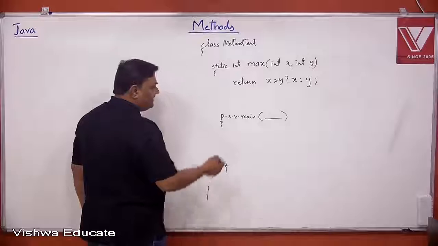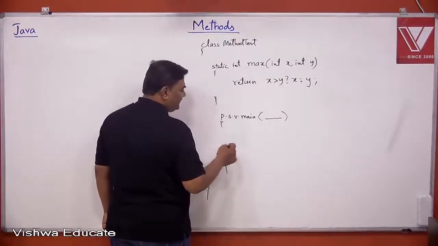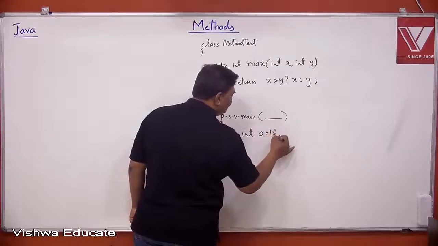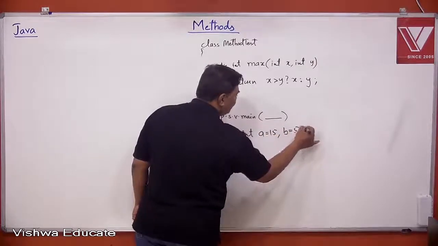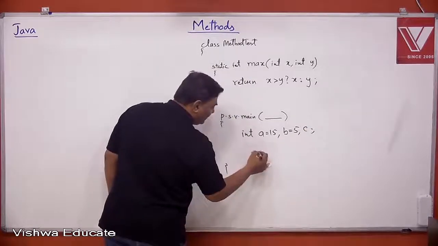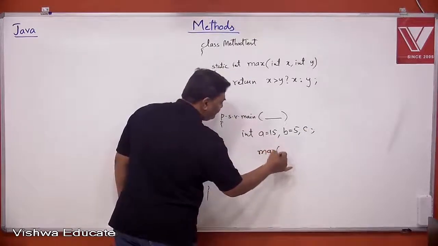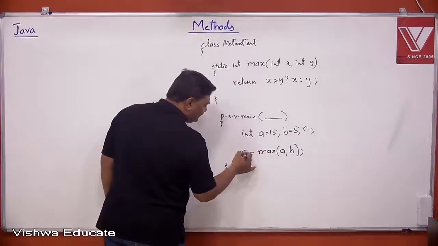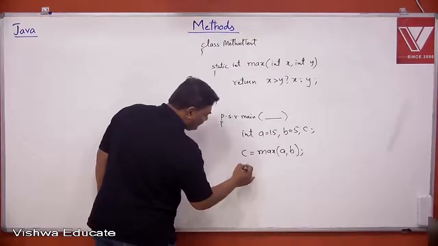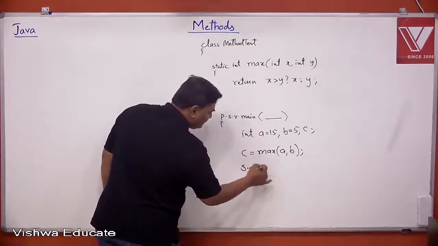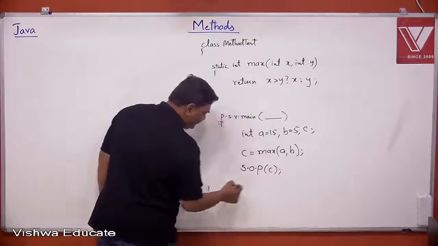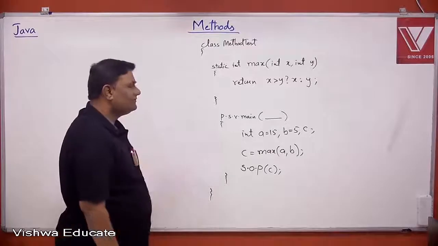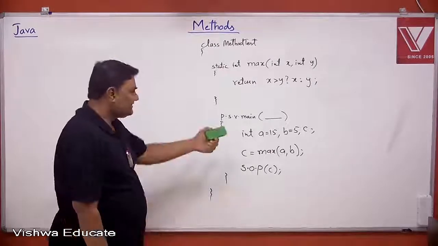Now from the main method, I will call that one. This is the end of the method. Then here I will have some variables: a assign 15 and b assign 5 and c, three variables I take. Now call this method max by passing a and b, then take the value in c. Then here I will say system.out.println, maximum value is c. So first copy this one, then I'll explain how it is working.